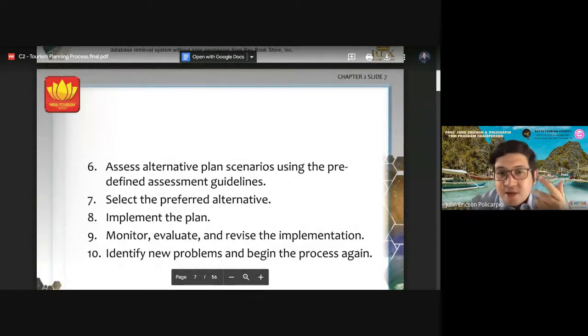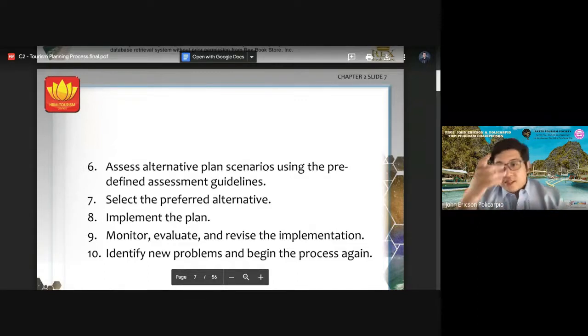And then after you assess your plan, that's the time that you select the preferred alternative. Okay? Once you have selected your alternative, that's the time that you also implement the plan. Okay? And then you monitor and evaluate. Okay? And what's good about the rational planning model is that planners have this open-mindedness na the opportunities of identifying a new problem will spur out coming from the evaluation of the current plan.